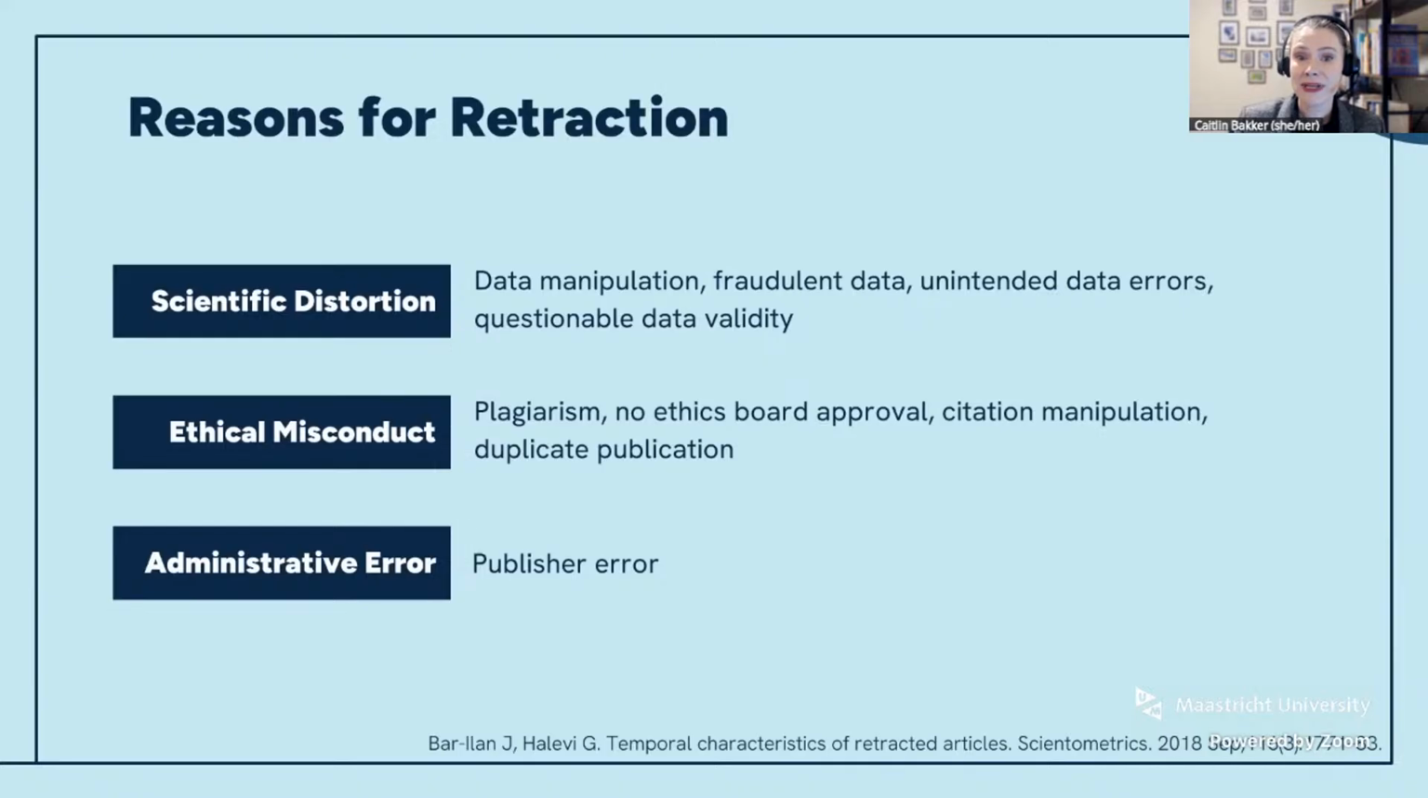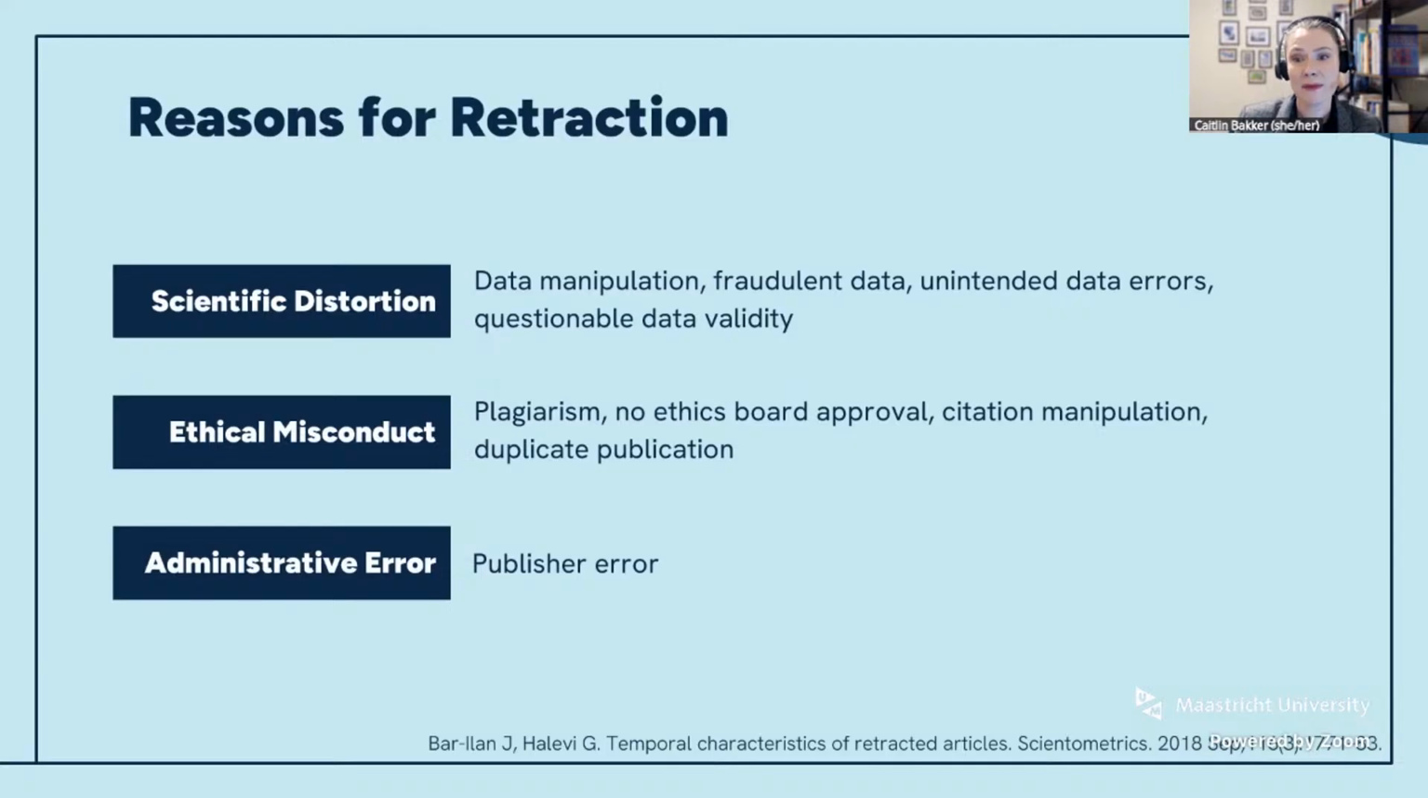To explore the ongoing citation of retracted publications in dentistry, we found 136 dentistry publications in the Retraction Watch database, and we mapped the reasons for retraction provided by Retraction Watch to a taxonomy from researchers Bakker and Halevi. Reasons for retraction were coded as scientific distortion, which would include fabrication, falsification, as well as honest errors, ethical misconduct in cases such as plagiarism or failure to obtain ethics board approval, and administrative error, as would be the case with a journal that had erroneously published the wrong version of an article, for example.